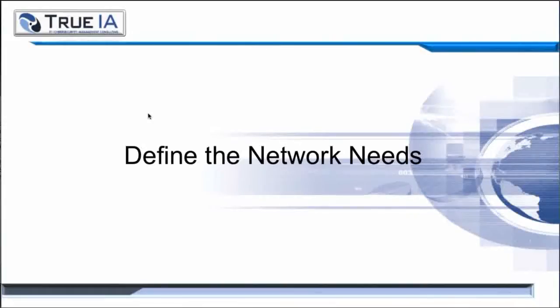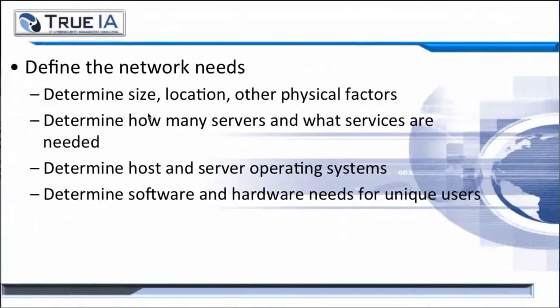So let's start by trying to define some of the network needs. It starts with size, and if you've ever bought a house, location, location, location. This will set the stage for the physical factors of the building itself, the home in which all this infrastructure is going to live. You'll need to determine how many servers, if any, you possibly will be using cloud services. What services are going to be needed that are going to live in this facility?